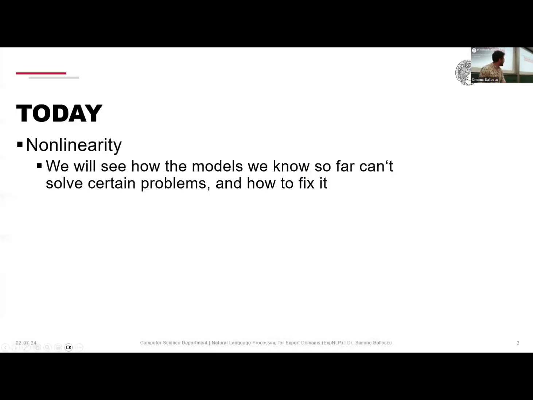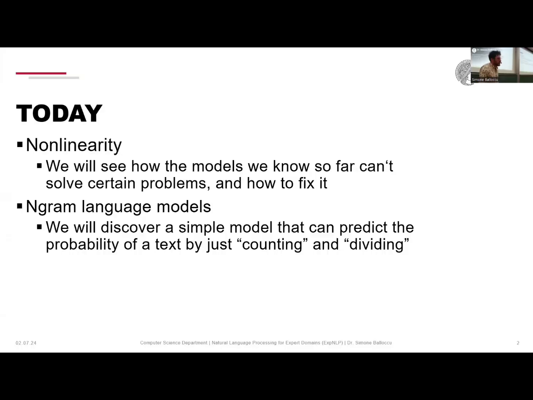So today, first of all, nonlinearity. What we saw before, the log linear model, generalizations to n labels, it doesn't always work. There are some problems we cannot solve. We're going to see what we can do about it. Then we're going to see the n-gram language models. So we discovered this very simple model that can predict the probability of a text. So we're actually going more towards language modeling.